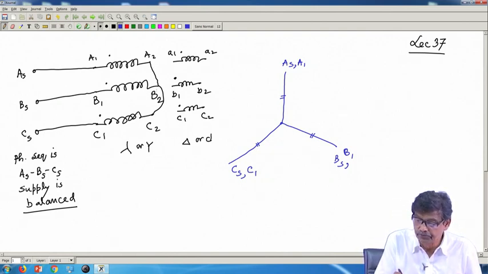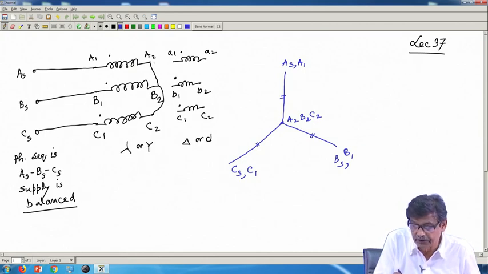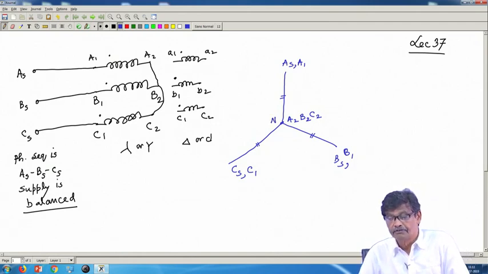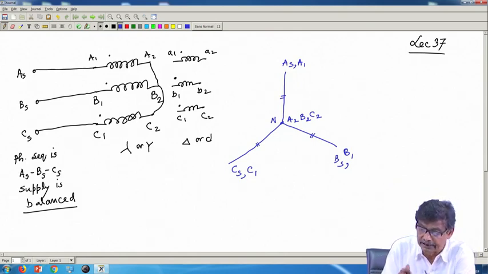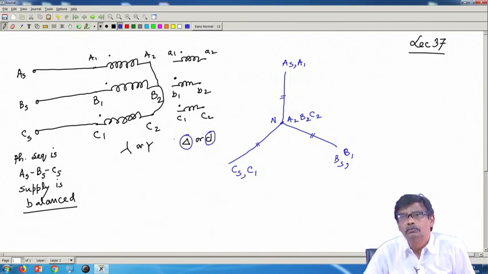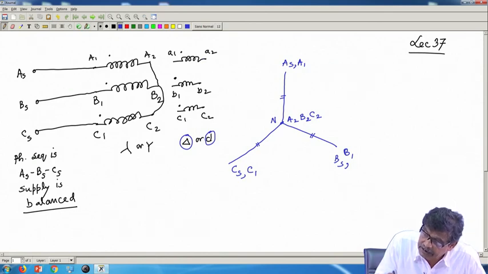And since A2, B2, C2 are shorted, A2 is here, B2 is there, C2 is there. They are shorted, so their potentials are same, and this in fact is the neutral of this side. Fine. Now, suppose the secondary side I would like to connect in delta, and there are two possible delta connections. So, first of all I will connect it suppose like this.